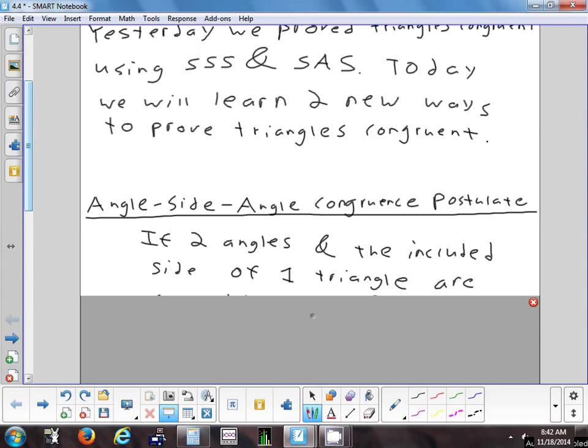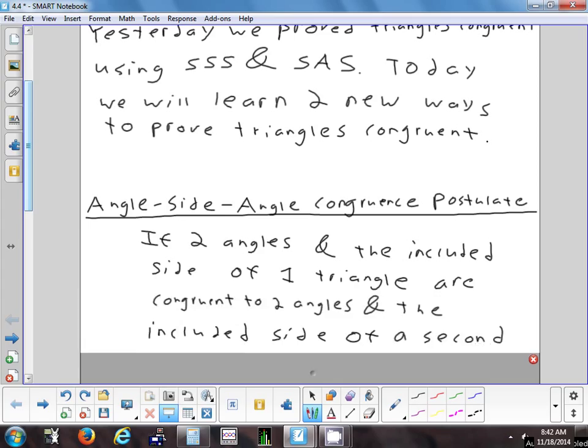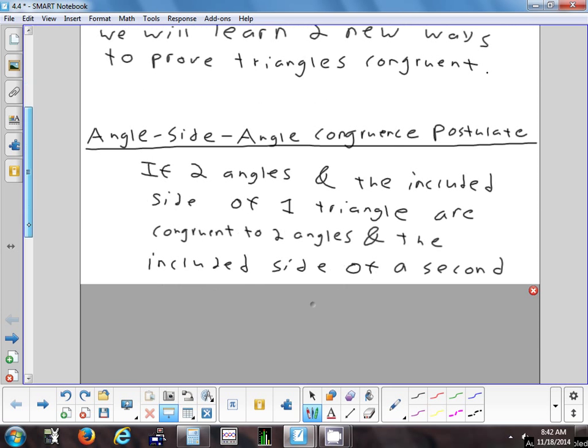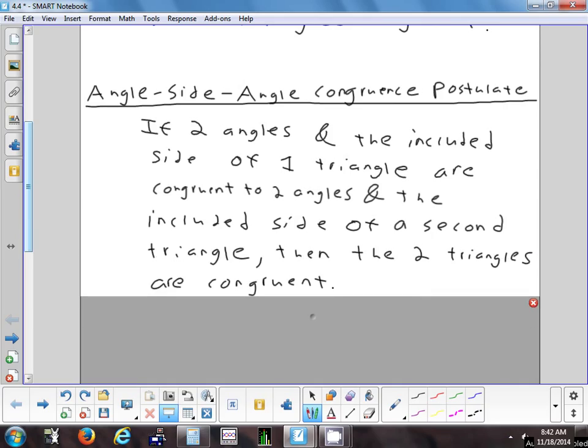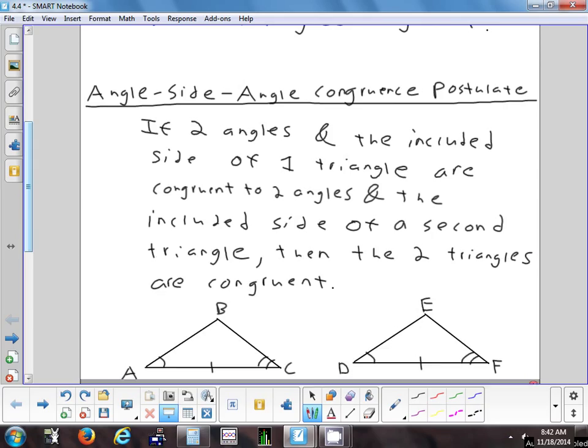All right, so if you've got two angles and the included side, included means between. If you've got two angles in a triangle that are congruent, and the side that connects those two angles, the side between them, is also congruent to a second triangle, then your triangles are congruent. So there's a picture of the angle side angle congruence postulate.